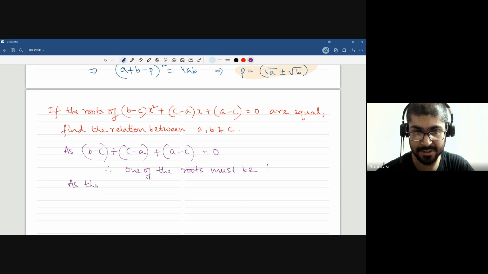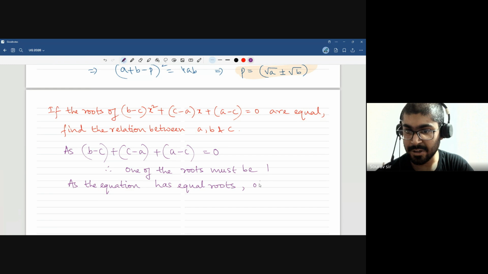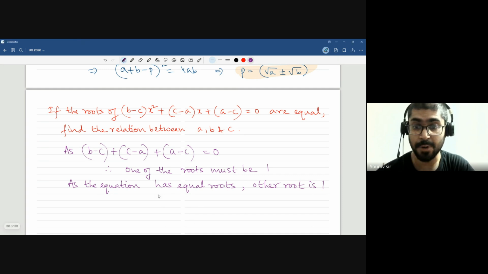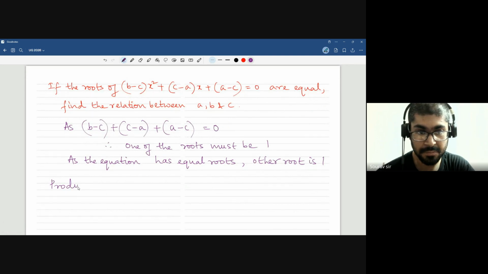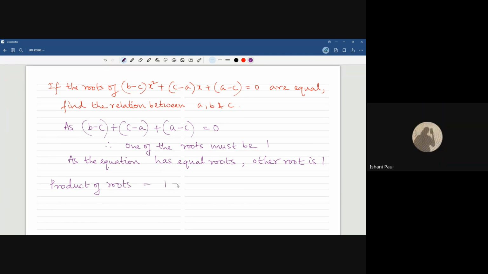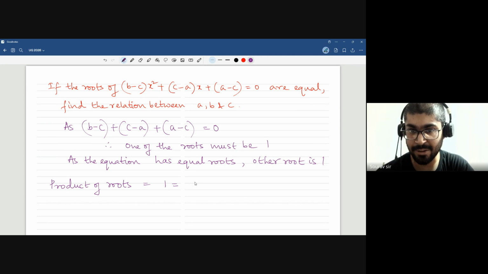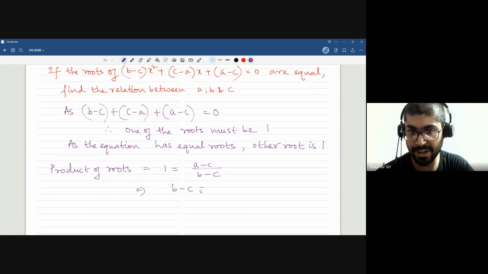As the equation has equal roots, the other root is 1. Agree? That is why I gave you the properties. So what is the product of the roots? Product of roots, minus c by a, not c. First it will be 1, right? And that will be a minus c by b minus c. So this will be b minus c is equal to a minus c.